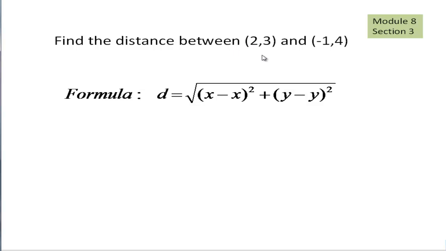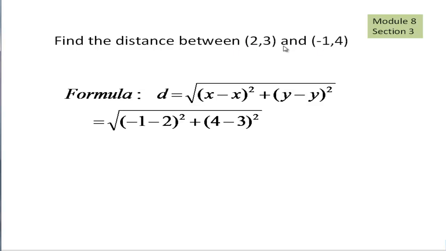So now I'm doing this, I have to pick one of these. I'm going to do the negative 1 minus the 2. My negative 1 is an x value, 2 is an x value. So negative 1 minus 2 squared. I'll take my second one, 4 minus 3 squared. Okay, negative 3 squared is 9. 4 minus 3 is 1 squared is 1. So you have the square root of 9 plus 1, which is the square root of 10.